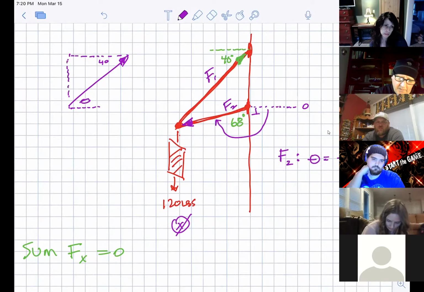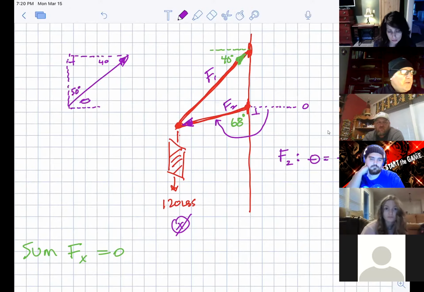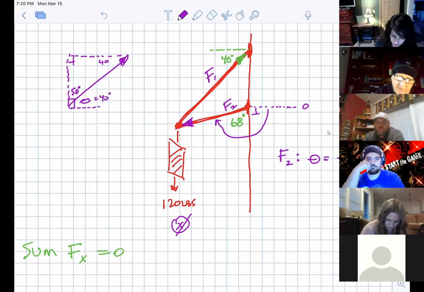So I could draw that right triangle. Oh, 90. This would have to be 50 then. Do you agree with that? Because all the angles in a triangle have to add up to 180, and then this angle is 90. So that means theta is 40 degrees. And so oddly, that angle was the right one.